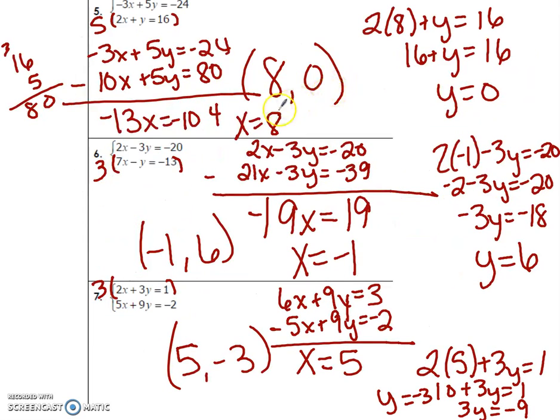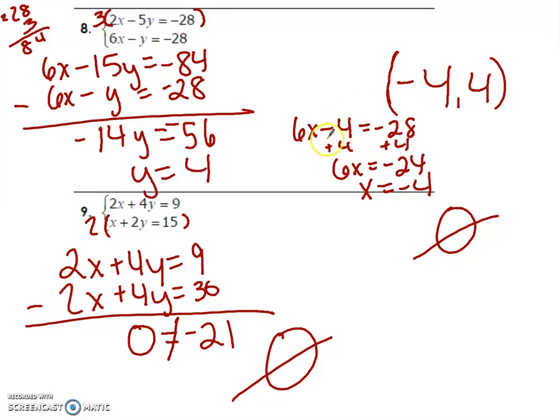Okay, number 5, we got 8, 0. Number 6 we did together, but that's negative 1, 6. Number 7, 5, negative 3. Number 8, negative 4, 4. And number 9 is no solution, because remember, if we get 0 equals negative 21, that is a false statement, which makes it a no solution. If it were true, it would be infinitely many. Okay, so that concludes our lesson on solving systems of equations by elimination.